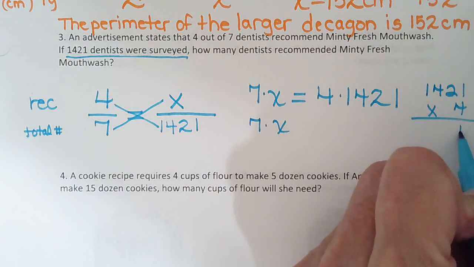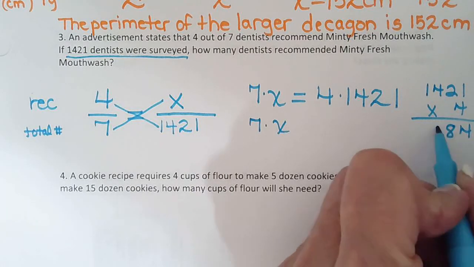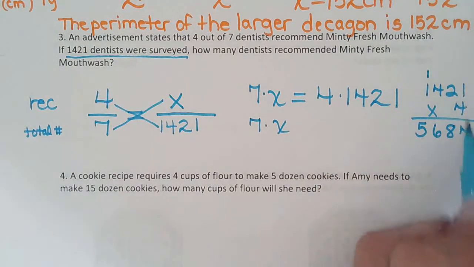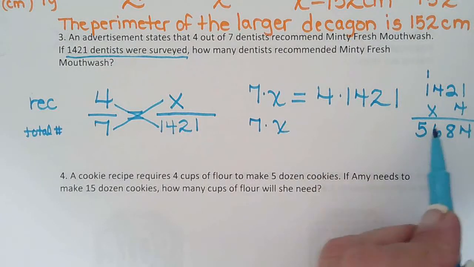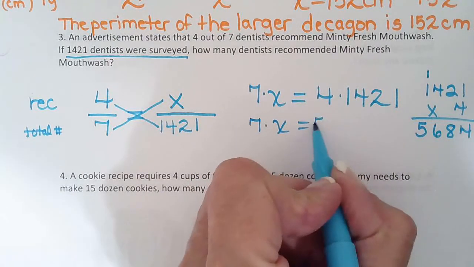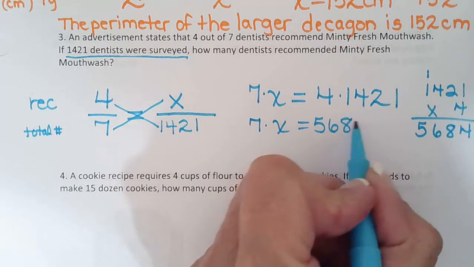So we get 4, 8, 16, carry our 1. So 4 times 4 is 16, carry our 1, 4 plus 1 is 5, equals 5,684.